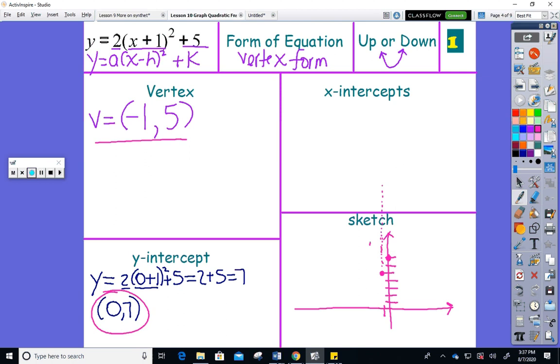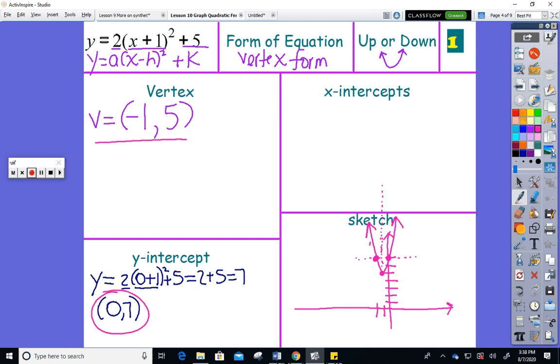Well, notice that is 1 unit to the right of the axis of symmetry. So let's go 1 unit to the left of the axis of symmetry and just go straight across, so that these 2 points are straight across from each other. Then you can actually sketch the parabola pretty quickly.